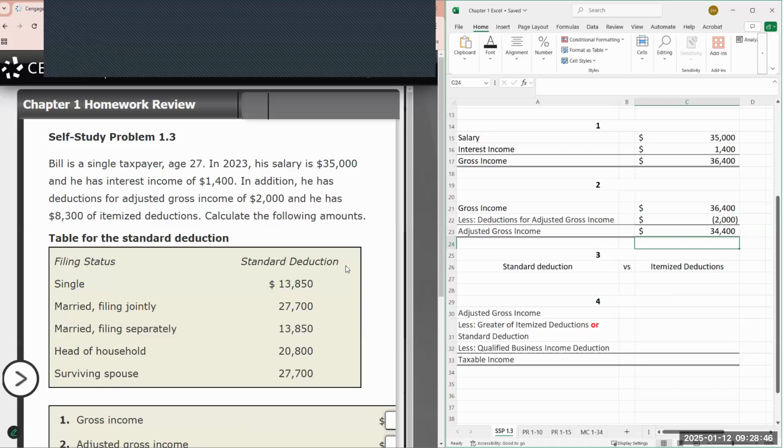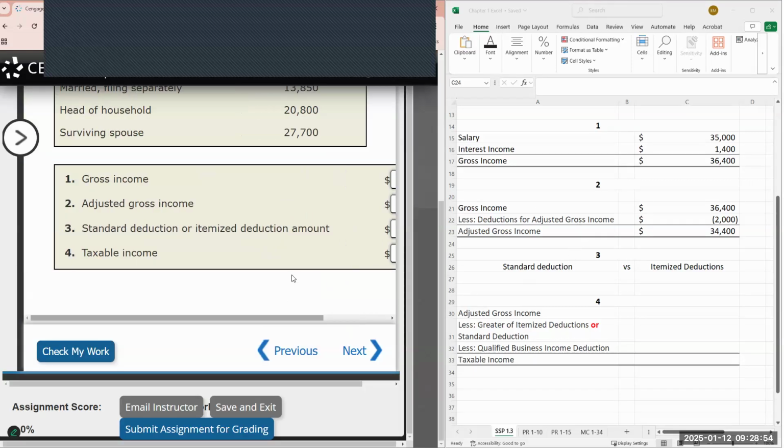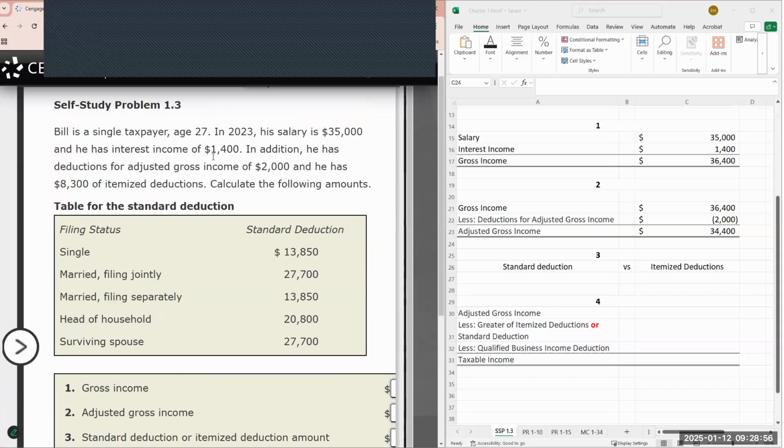The adjusted gross income for Bill is $34,400. So now the next step, we need to determine, well, what's the greater of the standard deduction? It lets us know that Bill is single. So the standard deduction will be $13,850. And the problem lets us know that he has 8,300 of itemized deductions. So we compare the two. We know that we are taking the greater of the standard deduction or the itemized deduction.